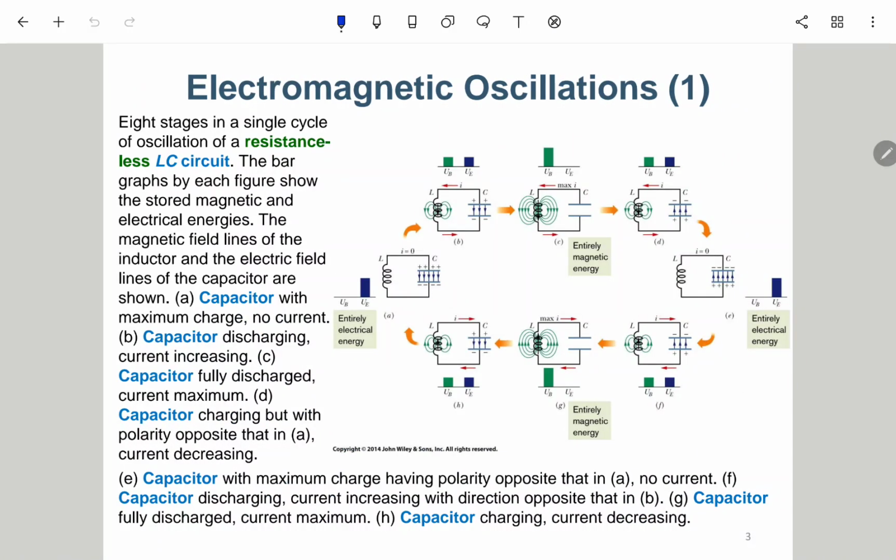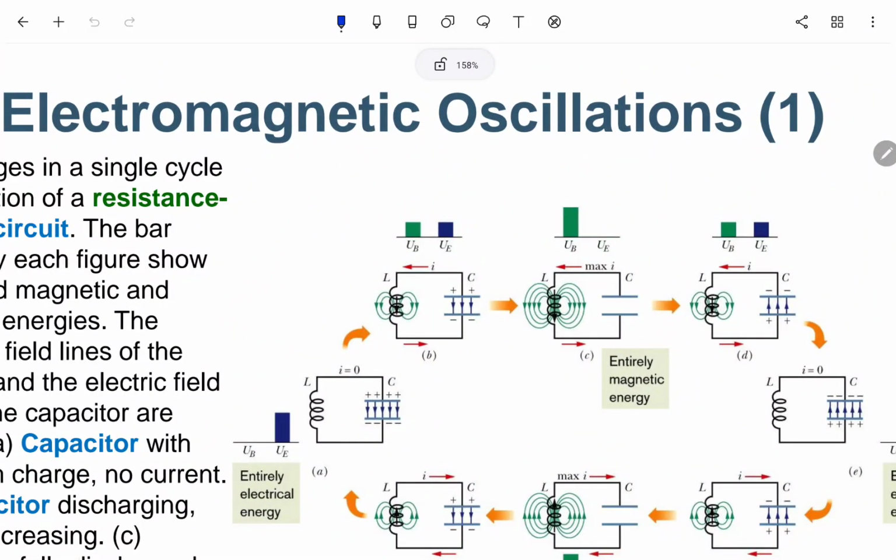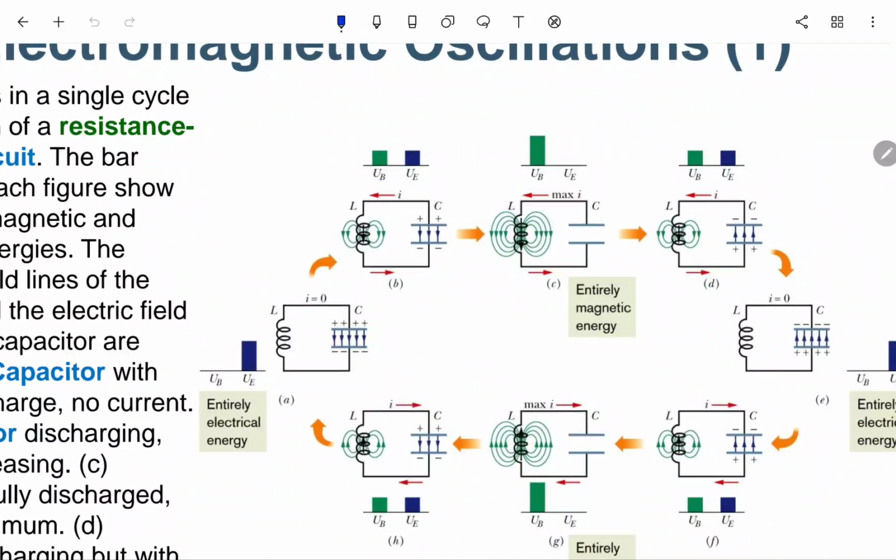Okay, so here is electromagnetic oscillation. Actually, the electromagnetic oscillation is about the LC circuit. So let's start at this point.